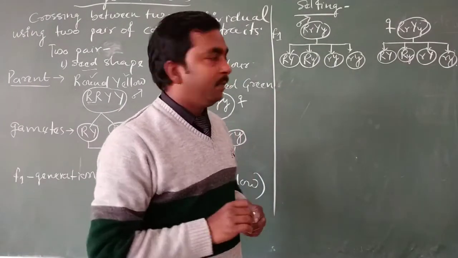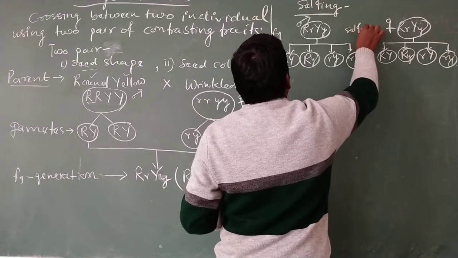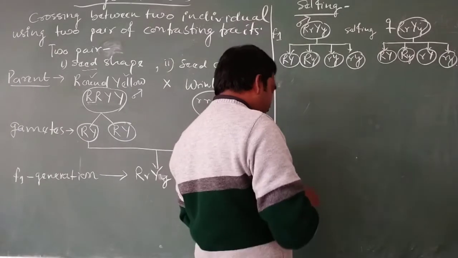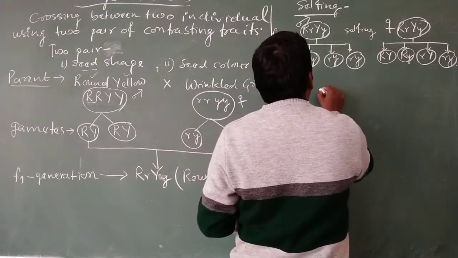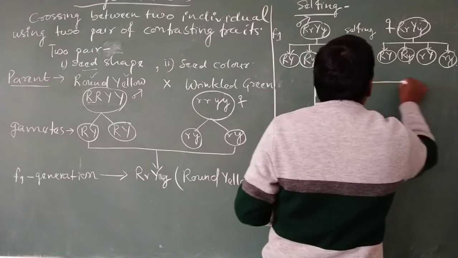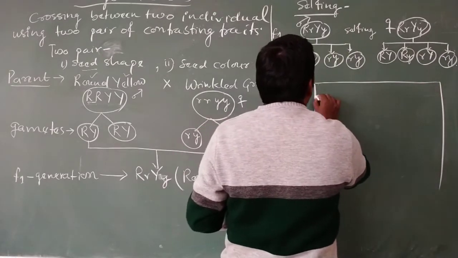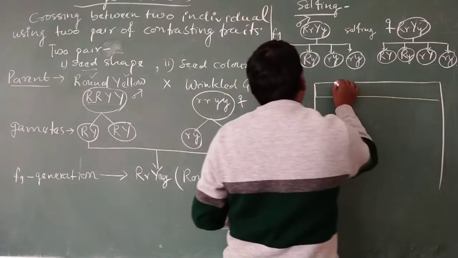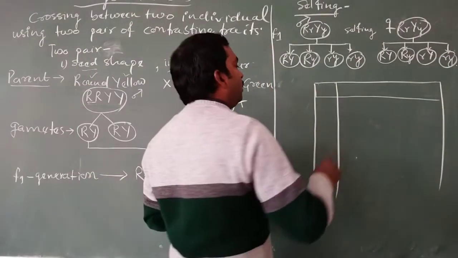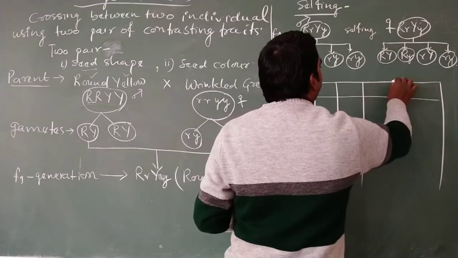During the process of selfing, this is the selfing process, that means self pollination. So Mendel used the chessboard method to find out the traits or result. So we will also use the chessboard technique. In the chessboard technique, we will draw a chessboard for the 4 groups or 4 kinds of gametes.